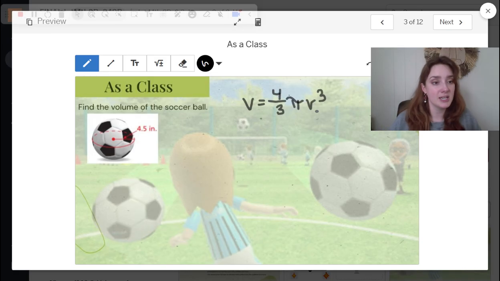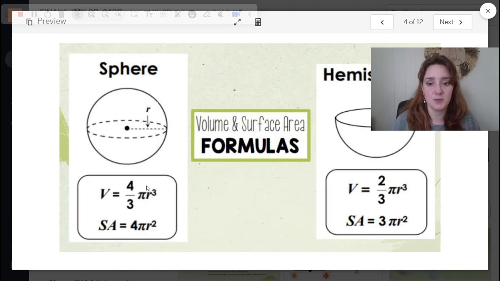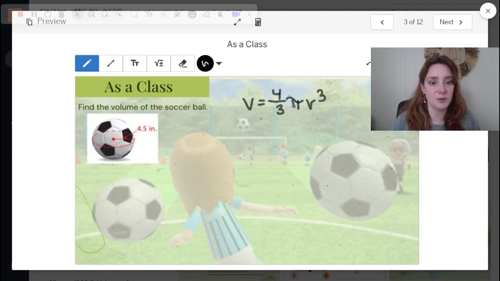I'm just going to make sure that I wrote that correctly. So 4/3 pi r cubed. Yep. Volume is 4/3 pi r cubed. Cool. So we want to find the volume of this soccer ball.